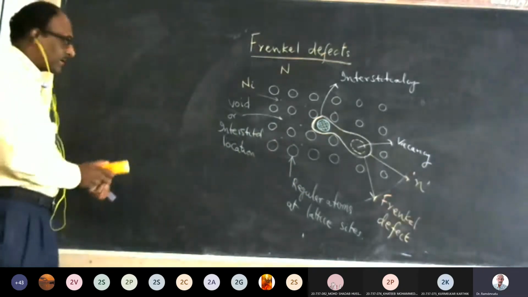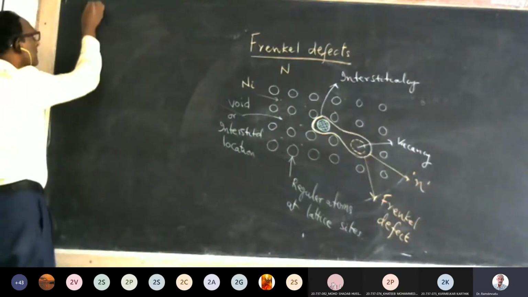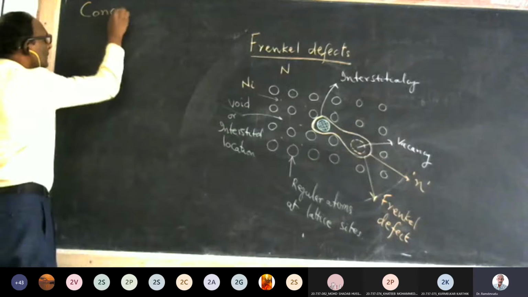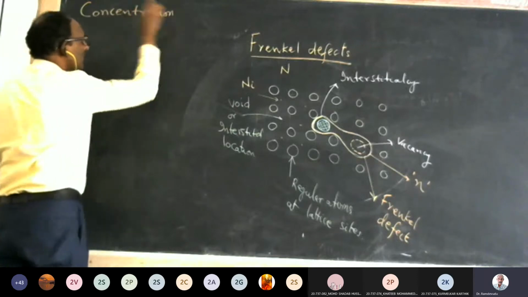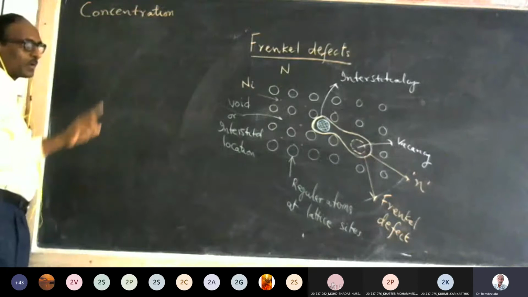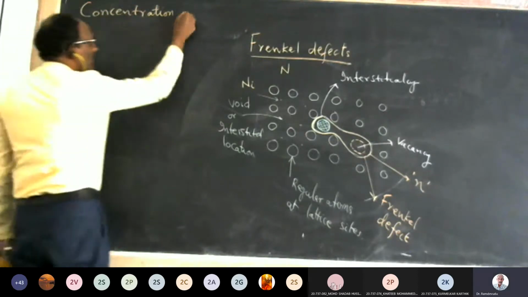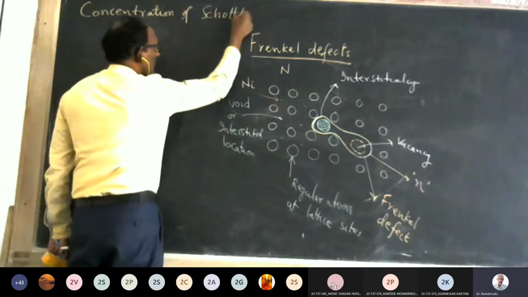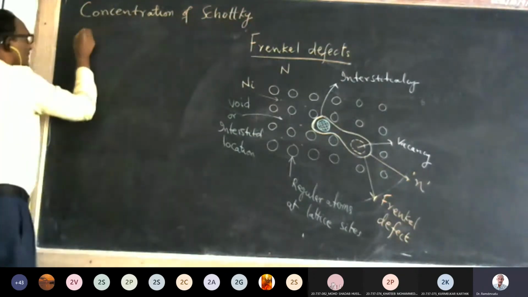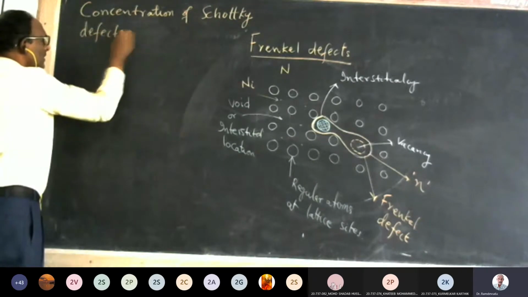Then we start here. Concentration, or it is nothing but number of defects per unit volume. Okay, concentration of Schottky defects. Schottky defect. How many are there in a given crystal?